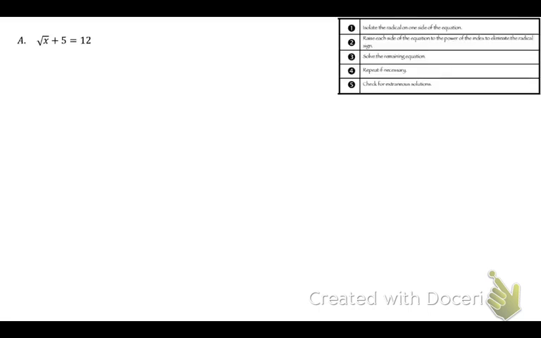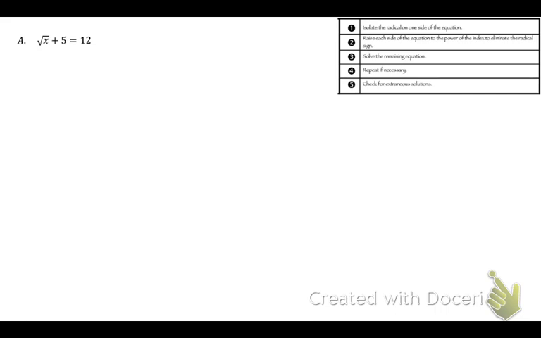All right, so radical just basically means it's a square root, or it's a cube root, or it has an exponent power that is a fraction. That's a radical. Okay, the first step on these is to always isolate that radical. So we want to get it all by itself.